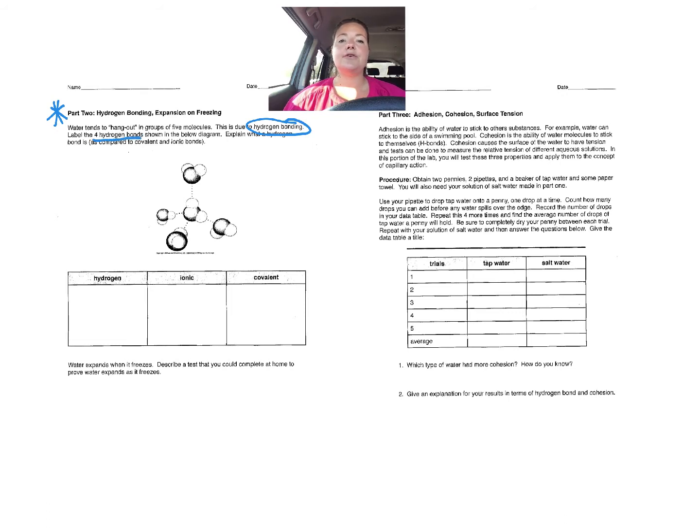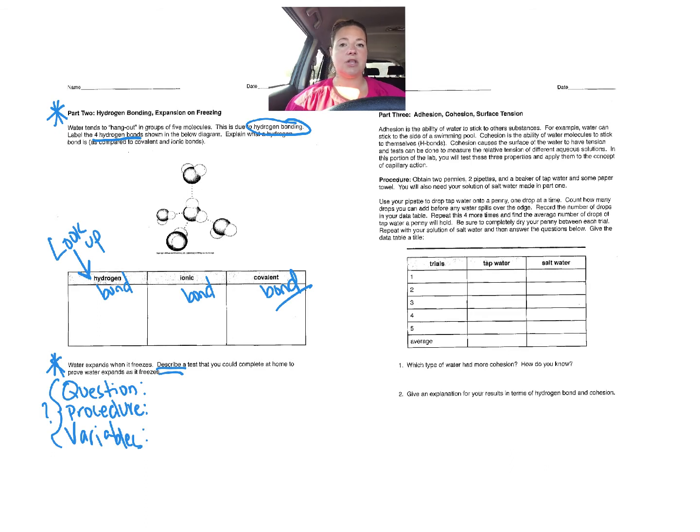And then again, if you need to, work together to look up and find out what a hydrogen bond is, what an ionic bond is, and what a covalent bond is. And then below there is a spot for you to describe a test you could do at home to prove that water expands as it freezes. You do want to give a complete explanation there when you are working on this with your team.